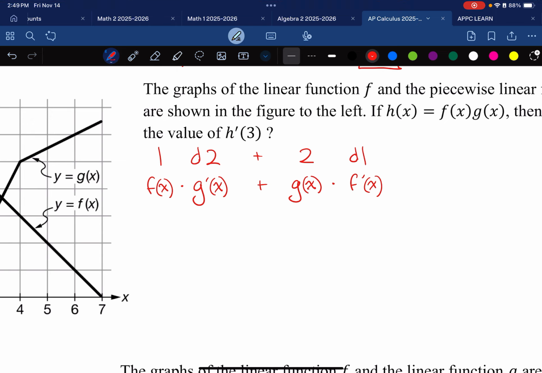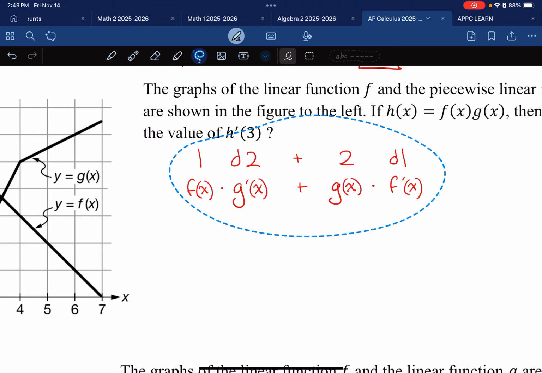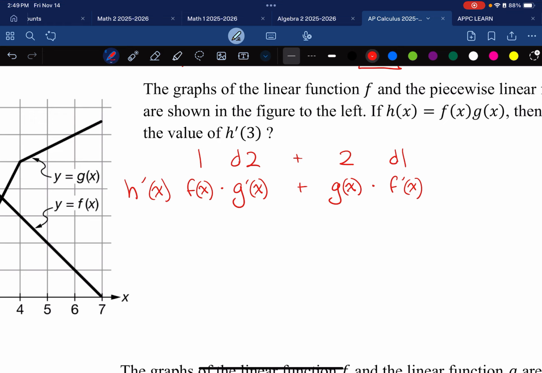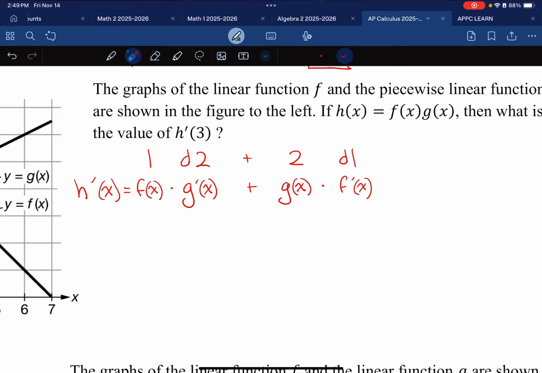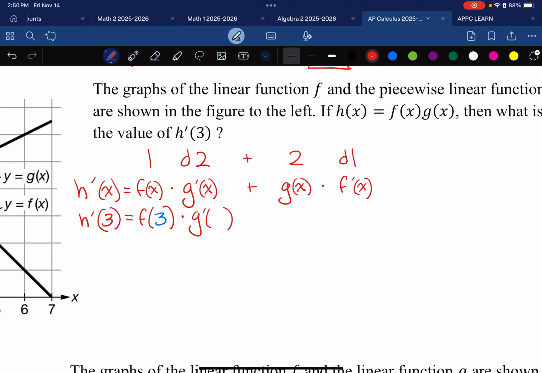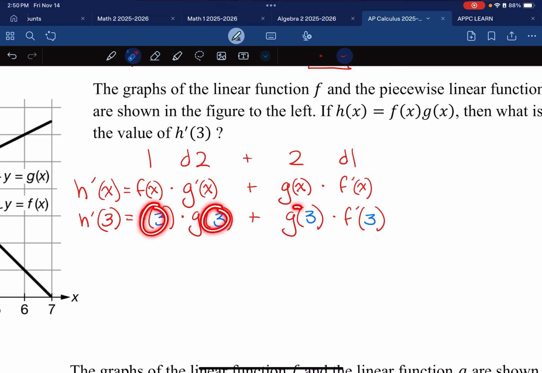So this whole thing is our derivative, and I realize I'm kind of moving over a little bit. So I can say this is h prime of x, we have the derivative, and now that I have the derivative, I want to plug in 3 into my derivative. So now I'm going to say h prime of 3 is equal to, and then I'm just swapping out every single one of these four x's, each turns into a 3. So this is going to be f of 3 times g prime of 3 plus g of 3 times f prime of 3. All right, now I need to go on a scavenger hunt and find what these values are.